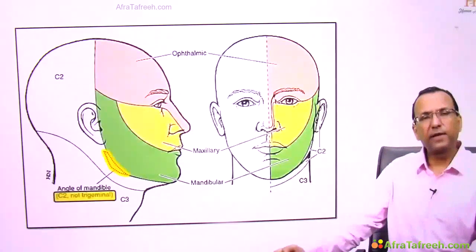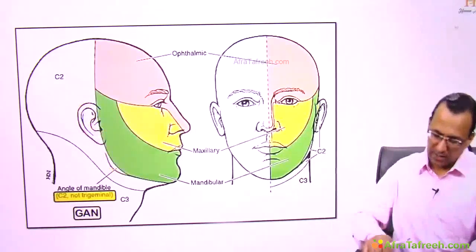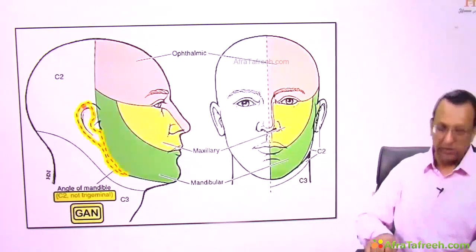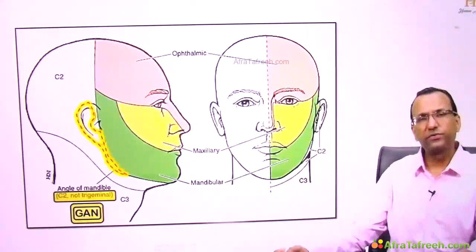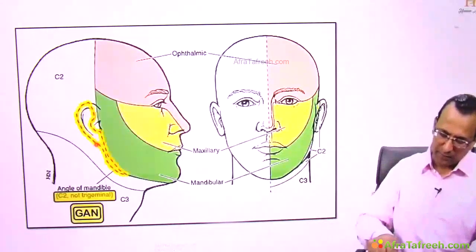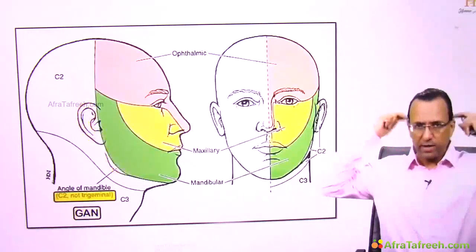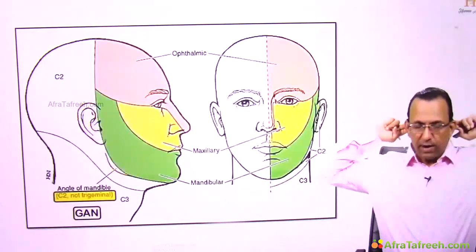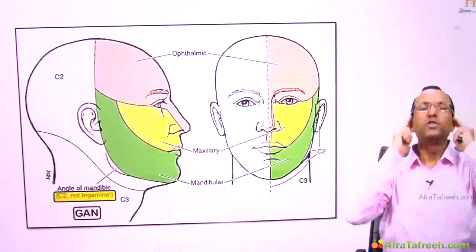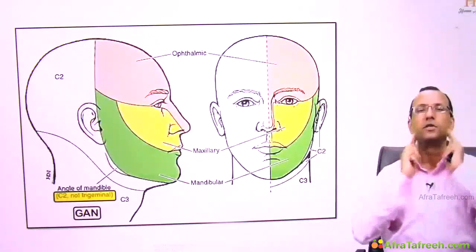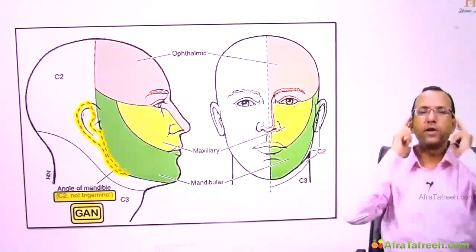a nerve which is supplying the greater part of the auricle. And who is supplying the greater part of the auricle? That is the greater auricular nerve. Now, if greater auricular nerve supplies the greater part of the auricle, is it supplying laterally or medially? Not medially, laterally. So greater auricular nerve supplies laterally, not medially.